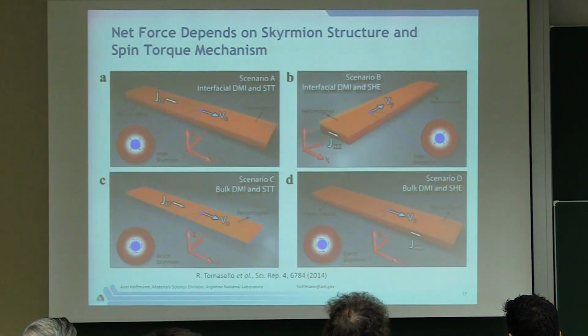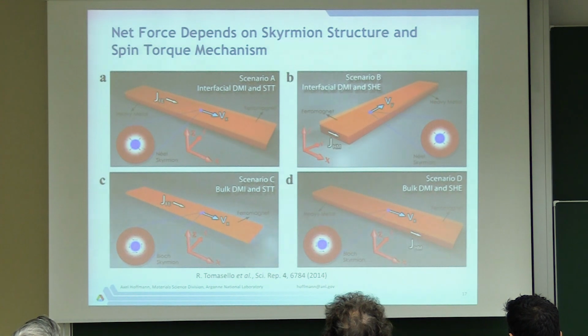Sorry, for structures so small, you said these are nanometers in radii, right? Don't you have large current densities? How come we don't destroy them?